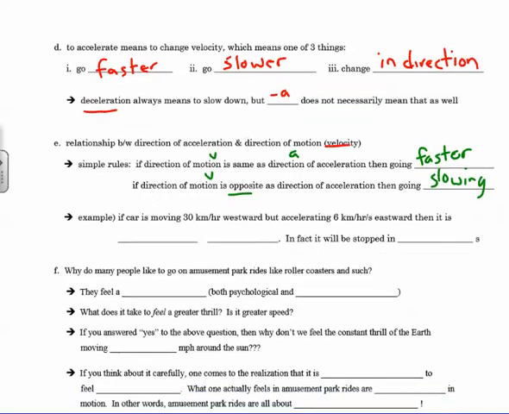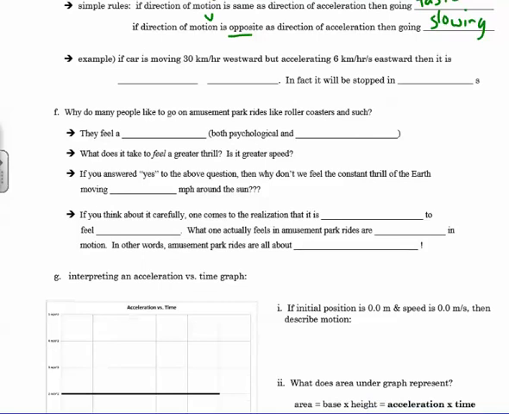Okay, moving on to the next concept. Oh, I'm sorry, there's an example here. So if a car is moving 30 kilometers per hour, that's a velocity, westward, and accelerating 6 kilometers per hour per second eastward, then it is, well, let's see, are they in the opposite direction? Yep, so we are slowing down.